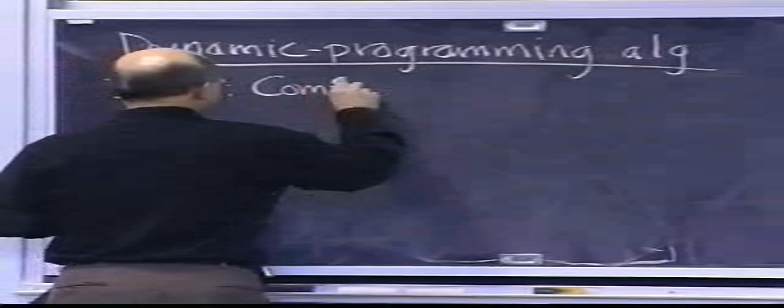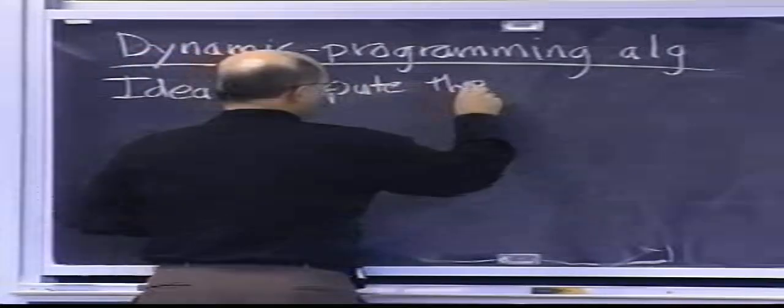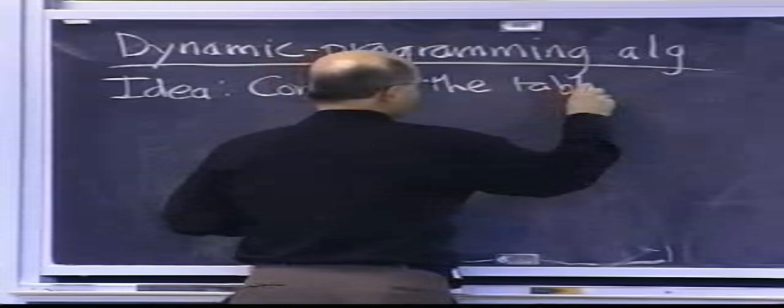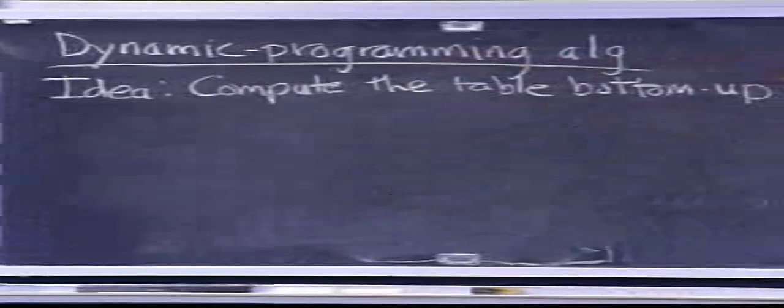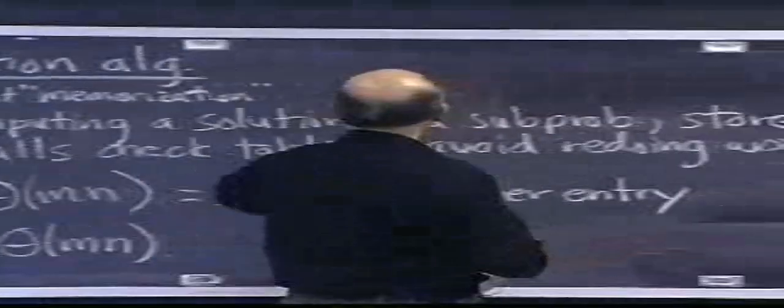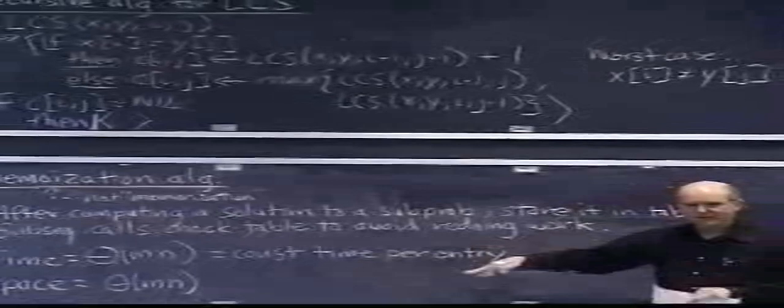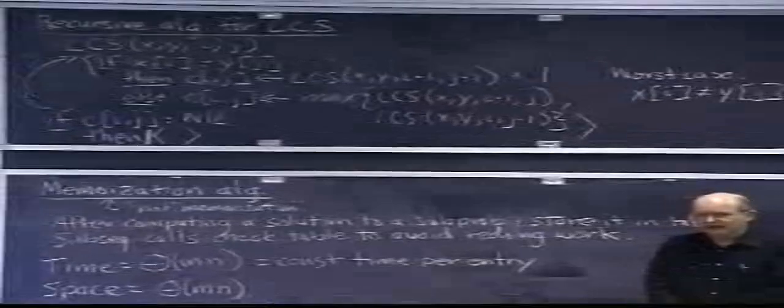The basic idea behind dynamic programming is to compute the table bottom up. So here was a recursive top-down one. But rather than starting at the top and doing all this recursion, let me just start at the bottom and compute it up. So let me give you an example of that. Let's see, I think I can do it here.